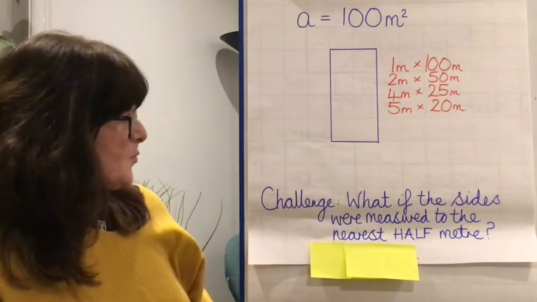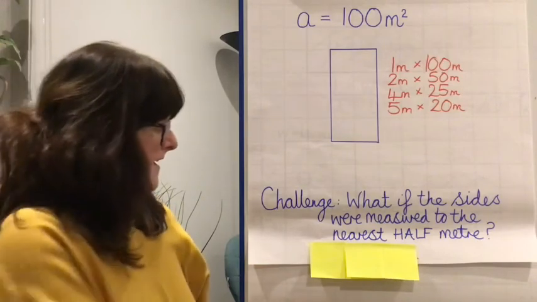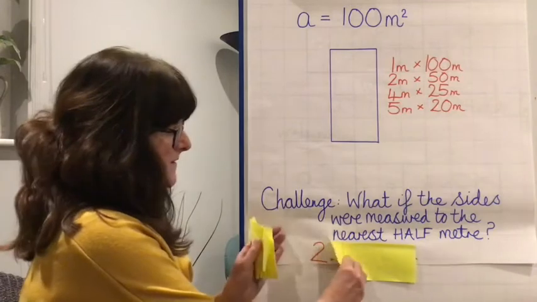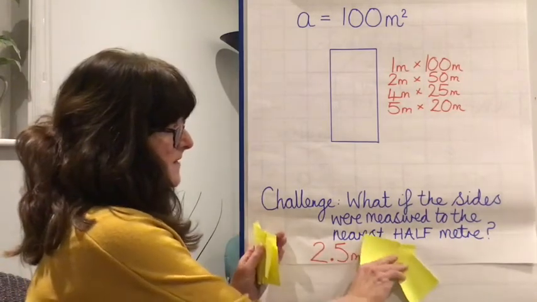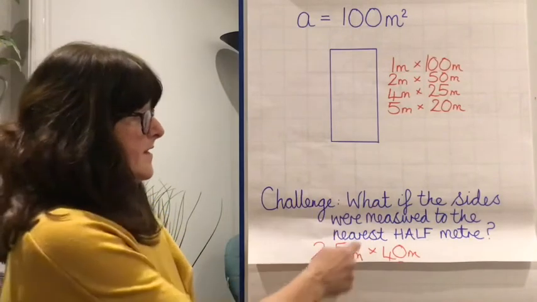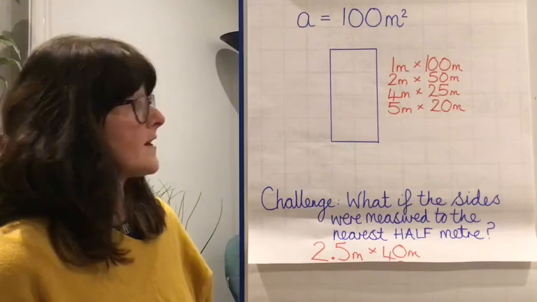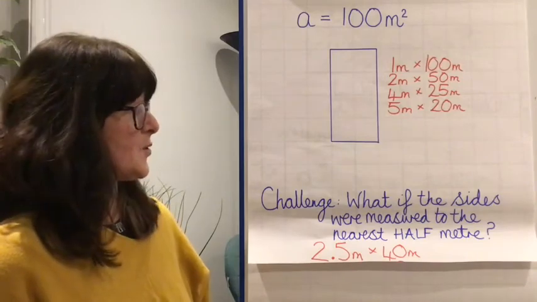The challenge, what if the sides were measured to the nearest ½ metre? Well, I came up with this possibility, which is 2.5 width times 40 length, which would give us an area of 100 metres squared.